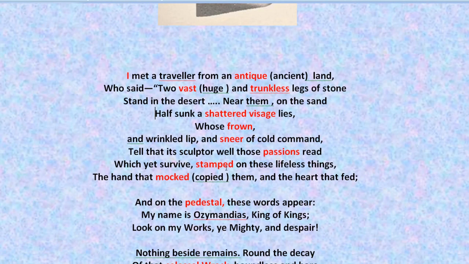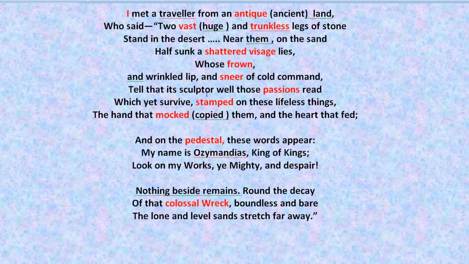That one day, the poet met a traveller who came from an antique land, and that traveller told him that he saw two trunkless and very huge legs of stone that were buried in the desert, and near those legs a destroyed face was also lying on the sand.